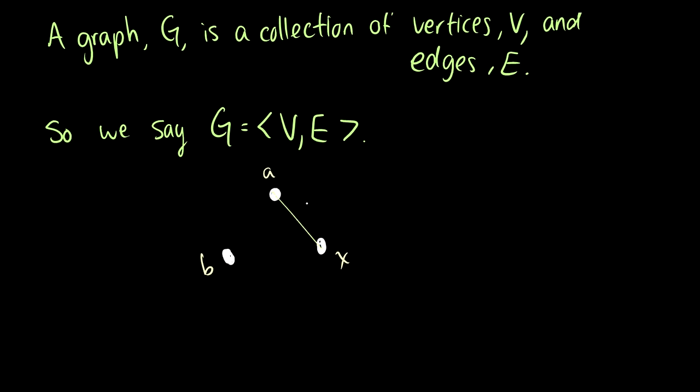So this is an edge E, and this goes from A to X. We have another edge, we'll call this edge F. This goes from A to B. We can have an edge D that goes from B to B. We might have an edge called Y that goes from B to X. We might have another edge called Y prime that also goes from B to X. So these are how edges work.